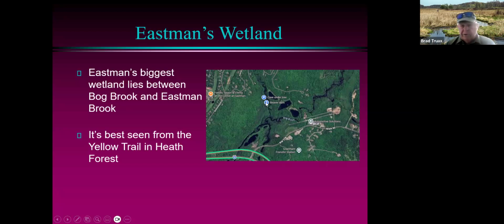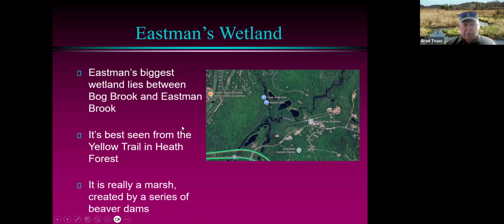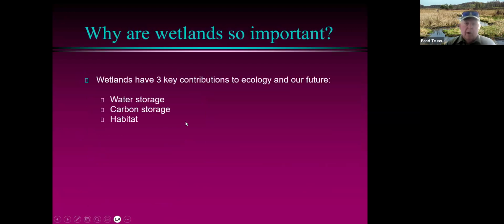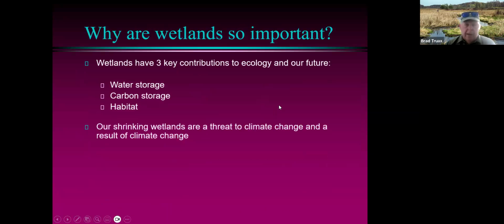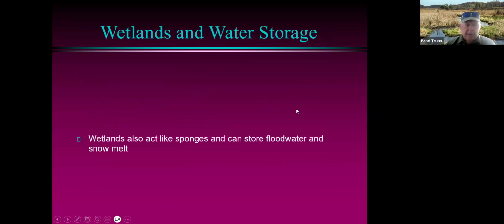There's a beaver dam that sits right here. There are probably several other beaver dams in this system. And it's really a marsh, and it's created by a series of beaver dams. So why are wetlands so important? Well, there are really three key contributions to the ecology: water storage, carbon storage, and habitat. And our shrinking wetlands are a threat to climate change and also a result of climate change.